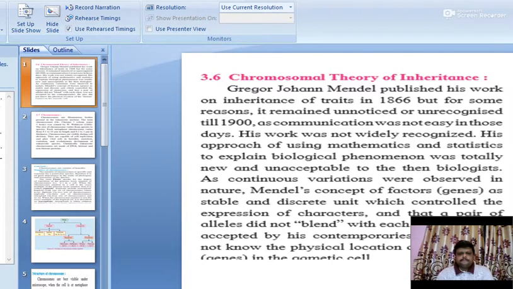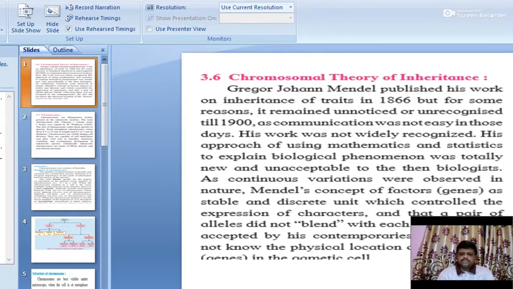Later on, in 1900, there were three scientists. The first one was Hugo de Vries, the second one was Correns, and the third one was Tschermak. So these three scientists published the work of Mendel independently, or simply you can say they rediscovered the work of Mendel on inheritance of the traits.